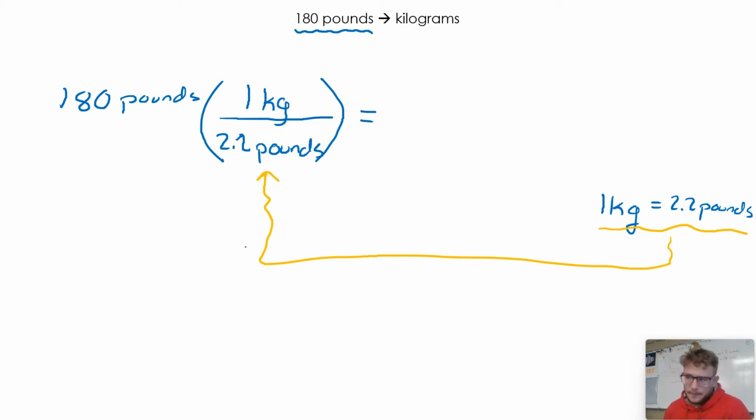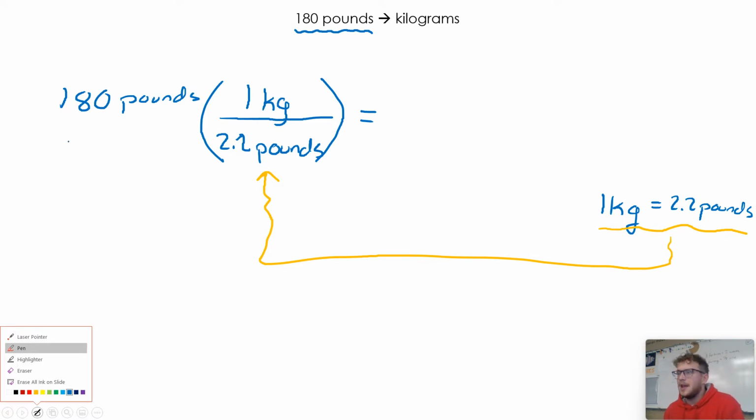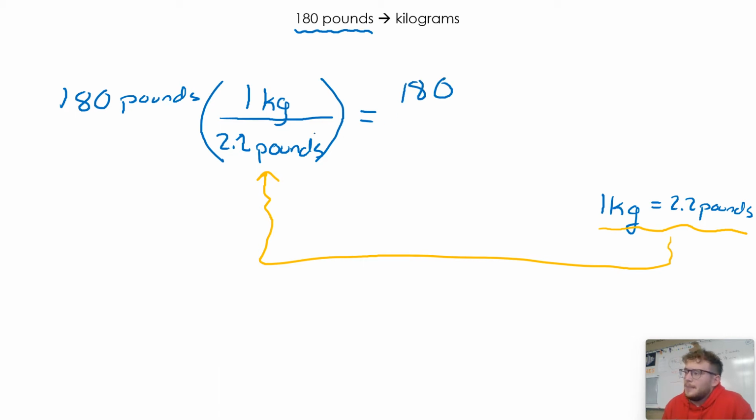Now let's treat it like a math problem. How do you multiply a number by a fraction? You just multiply the tops and you multiply the bottoms, and then you get some sort of answer. So let's do that. We'd multiply across the top: 180 times 1 is 180. And what's on the bottom? The only thing I have on the bottom is that 2.2. What does that equal? 180 divided by 2.2 is about 81.8.